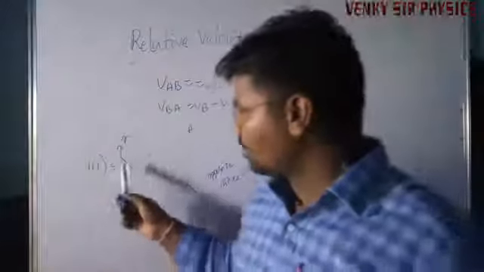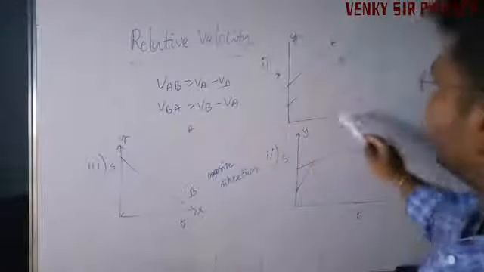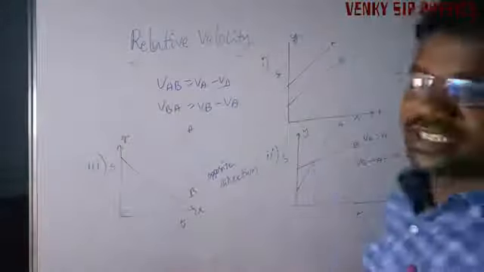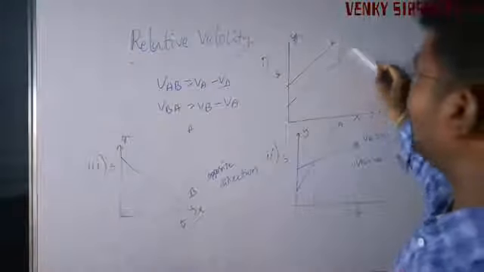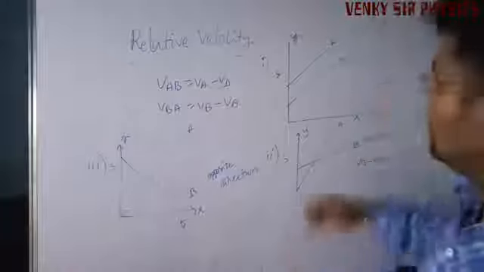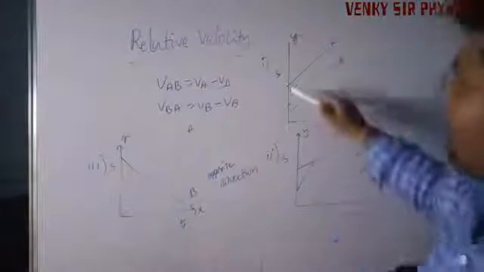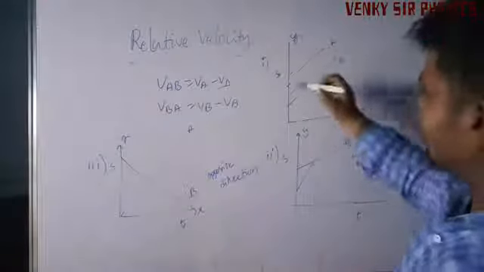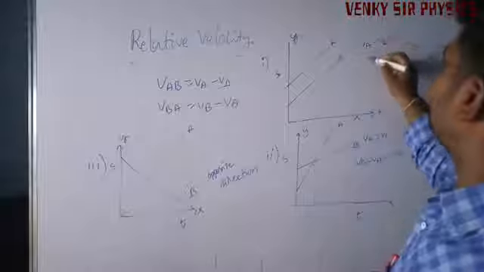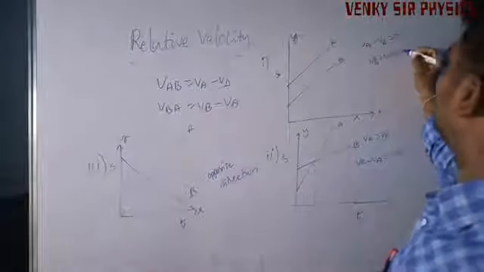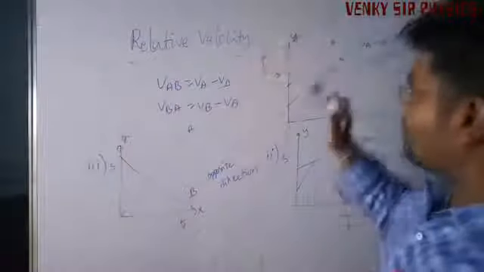Here some graphs are there. The first graph is between time and distance, that is, time and position. Consider two bodies A and B, both moving with the same velocity. Understand? So we can say this is uniform motion. VA minus VB is equal to 0, or VB minus VA is equal to 0. So the relative velocity is 0 in this type of graph.